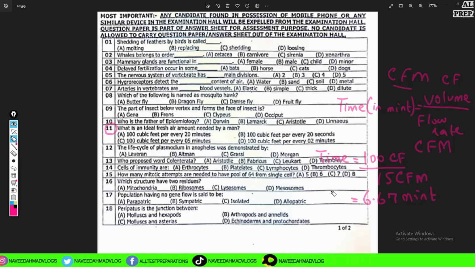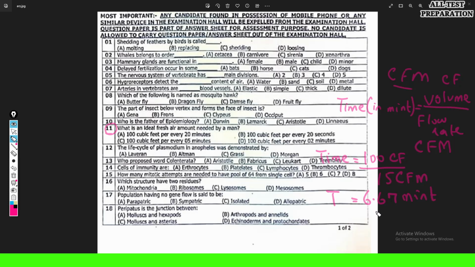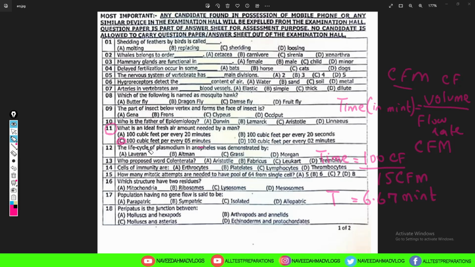So if we divide 100 by 15, we get 6.67 minutes. So this is the time in which the ideal fresh air amount needed by a man is 100 cubic feet per every 6.6 minutes. But 6.67 or 7 is not given in the options. So the most closely related option to this value is option C, 100 cubic feet per every 5 minutes. So this is the most correct option in question number 11.